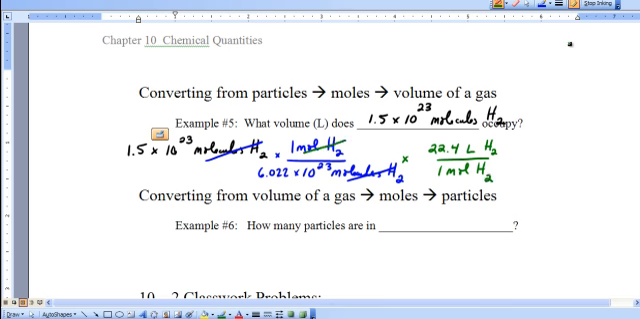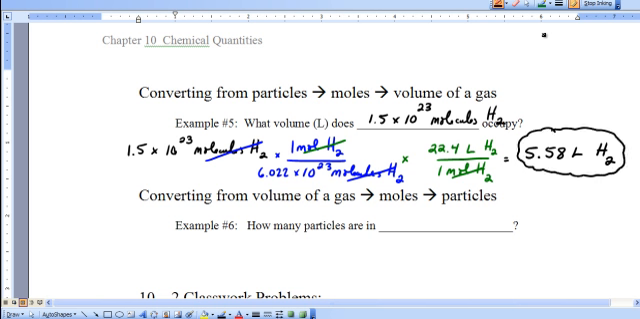And then, of course, the moles of hydrogen divide out top and bottom, and now we're ready to do the calculation, where we're going to have 1.5 times 10 to the 23rd divided by Avogadro's times 22.4 liters. And if you do that calculation, you should come up with 5.58 liters of hydrogen gas. So a little less than 3.2 liters of hydrogen gas at STP would contain that number of molecules. Let's go ahead and try to go back the opposite way, where we're going to be going from volume of a gas to particles.